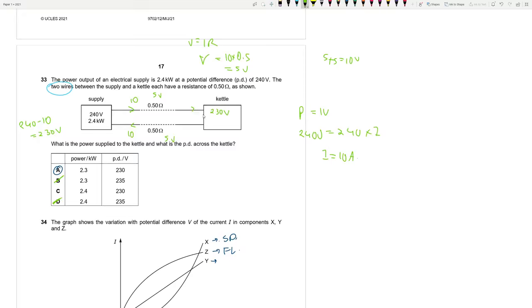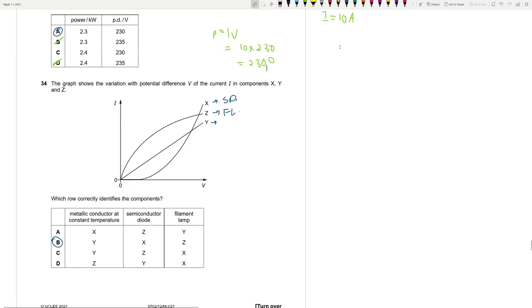Now the power of the kettle. We know that the current flowing through the kettle is 10 amperes and P is equal to I square R. So 10 square into 230. Sorry, it's I square R, right? We are going to use IV. My bad. Sorry, guys. P is equal to IV. So it's just 10 into 230, which is 2300 or 2.3 kilowatts. So that's why the answer is A.